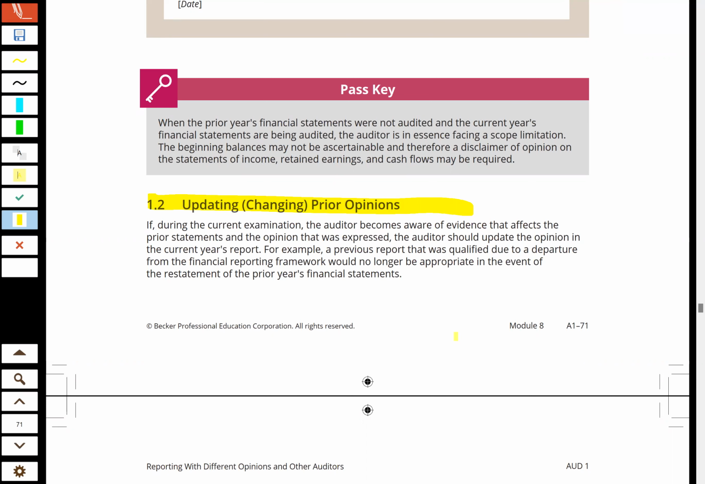Yes, I'll change it. I come and I take a look. You show me the documentation. Good job. I can change my opinion, but I'm going to have to what? Modify that opinion accordingly. When I say modify, I don't mean modify it to qualified. I'm really changing it from qualified to unqualified in this example. But I need to write the report in such a manner so someone knows that I had a different opinion and now it has changed.